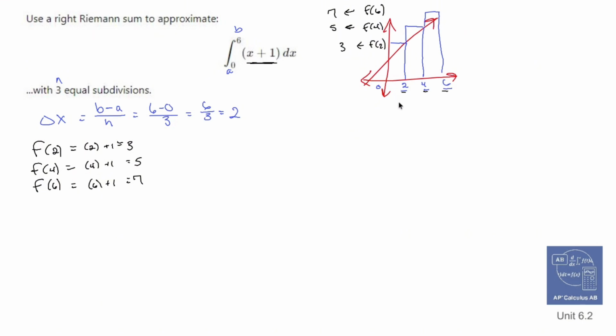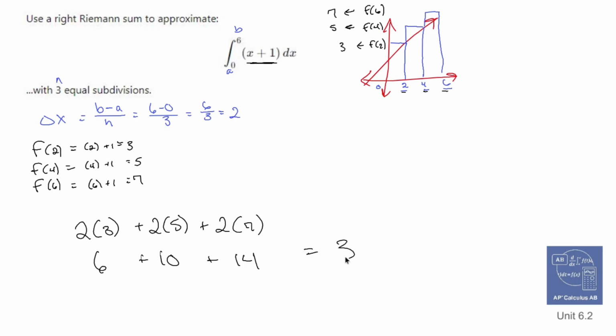Since each of these has a length of 2, I'm going to multiply 2 by 3, 2 by 5, and 2 by 7. Okay, so 2 times 3 plus 2 times 5 plus 2 times 7 is going to be 6 plus 10 plus 14, which is going to add up to a nice perfect 30. So the area underneath this line is estimated to be around 30.